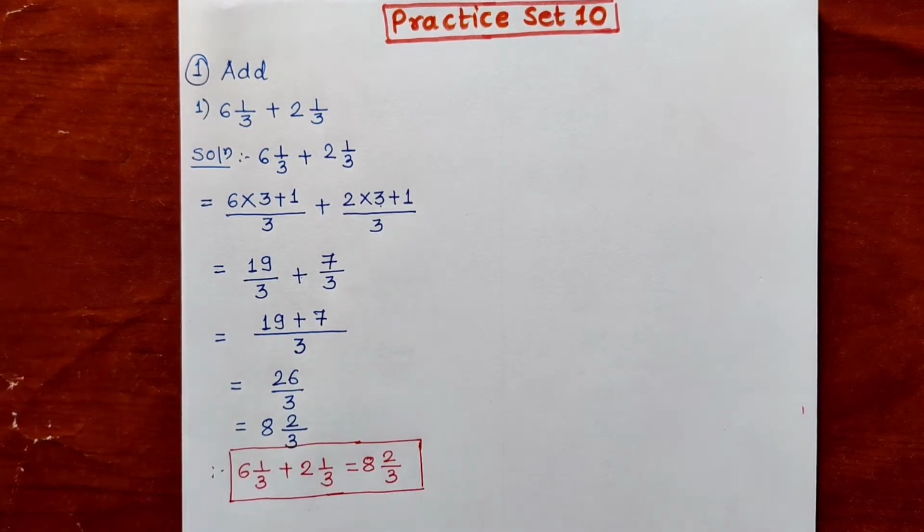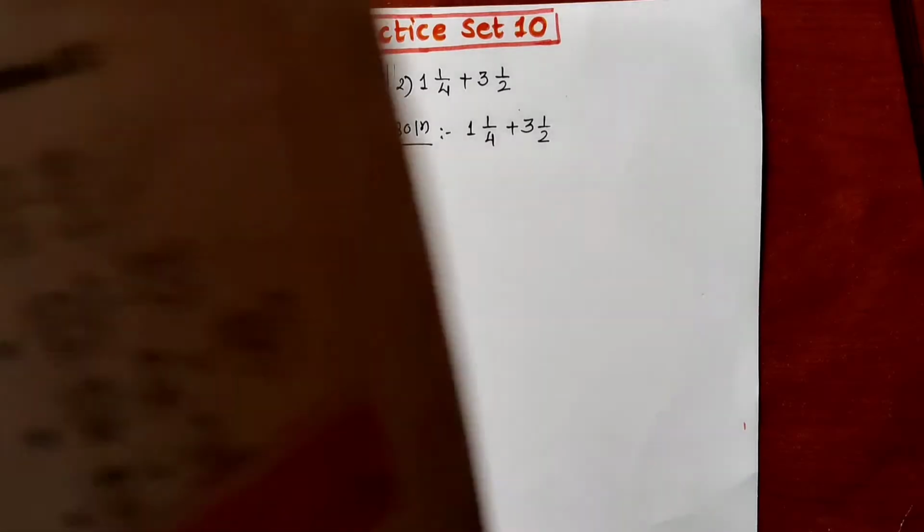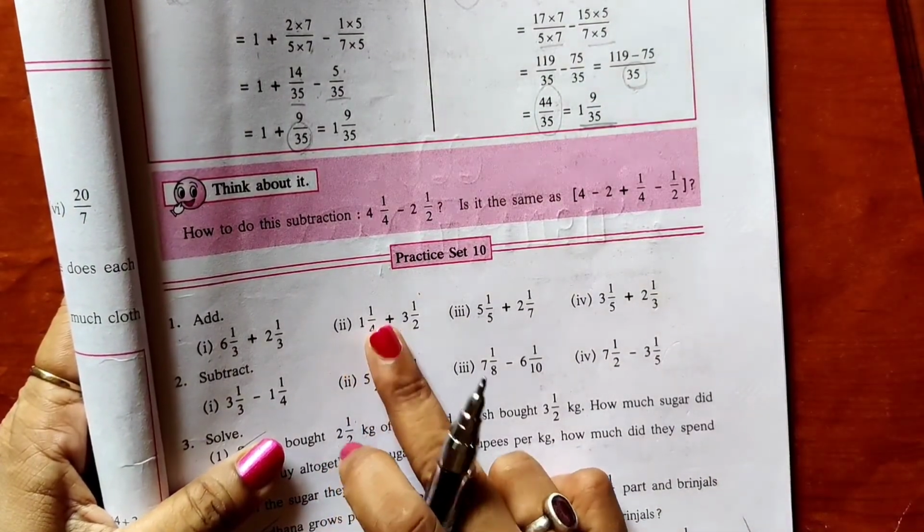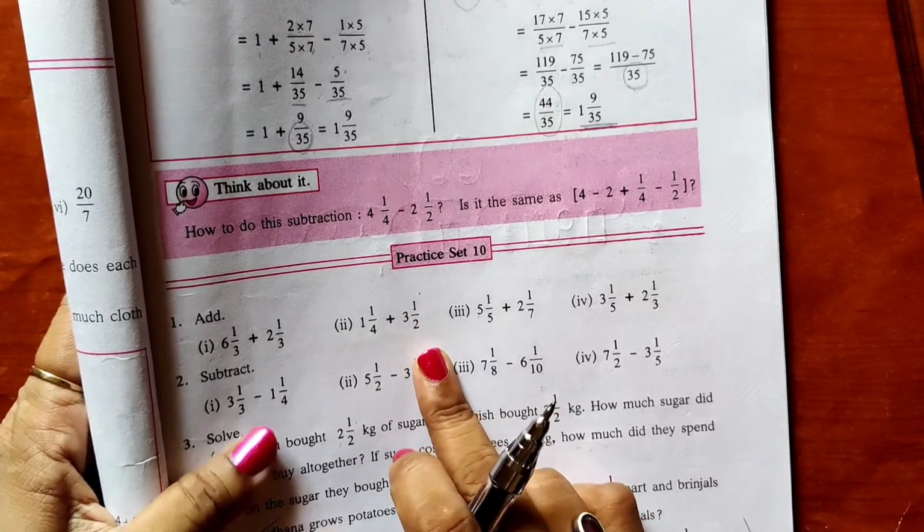This is the answer. Now question number 2: 1 integer 1 upon 4 plus 3 integer 1 upon 2.